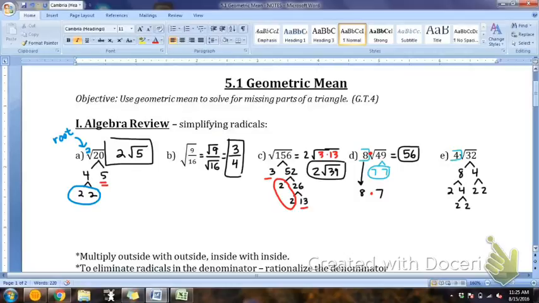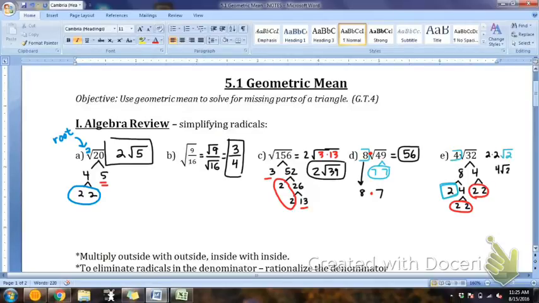Okay, so we're looking for pairs of things. All right, so do we have a pair of anything? I have a pair of 2's here. I have another pair of 2's here. So for every pair, I write it one time on the outside, right? So I write 2 2's on the outside. And then I still have this guy, right? He didn't get to move anywhere. So he's going to go on the inside. So 2 times 2 is 4, so I have 4 radical 2.